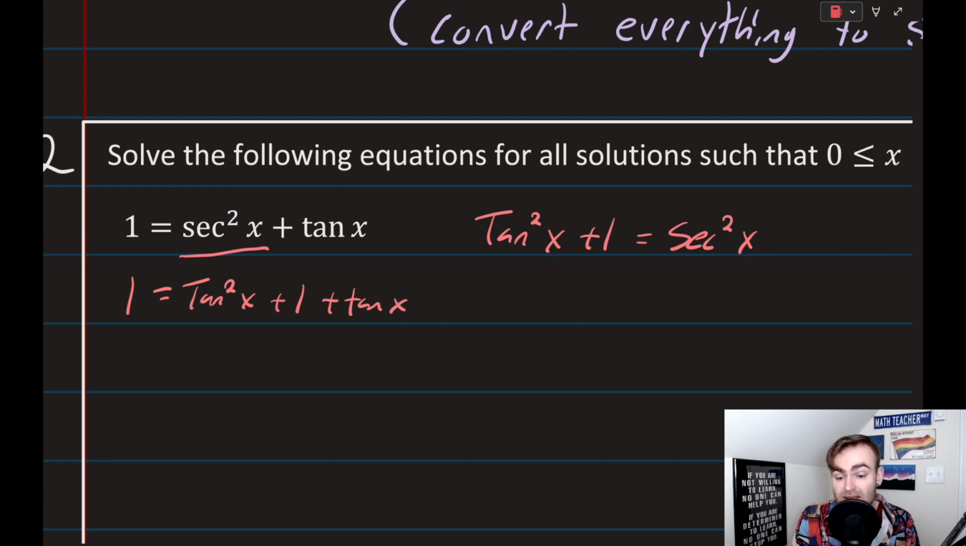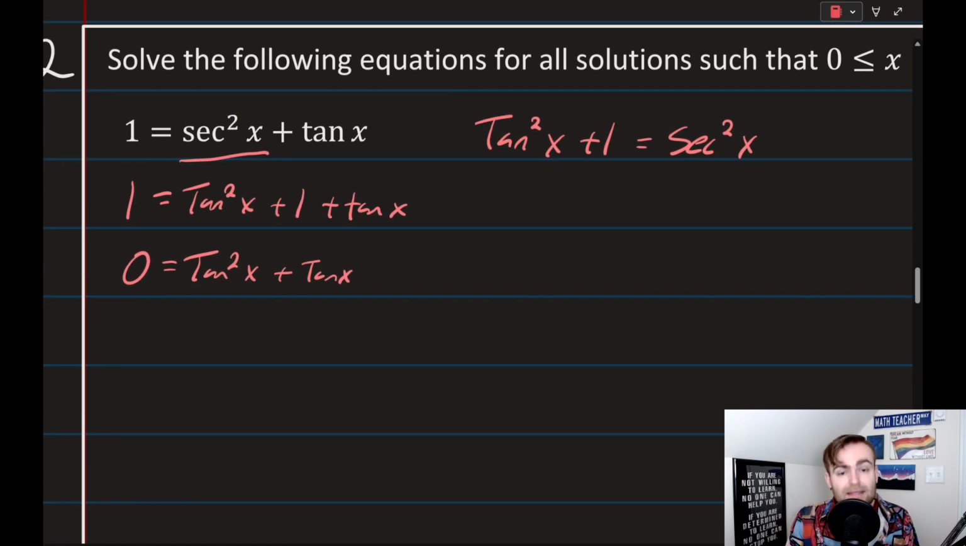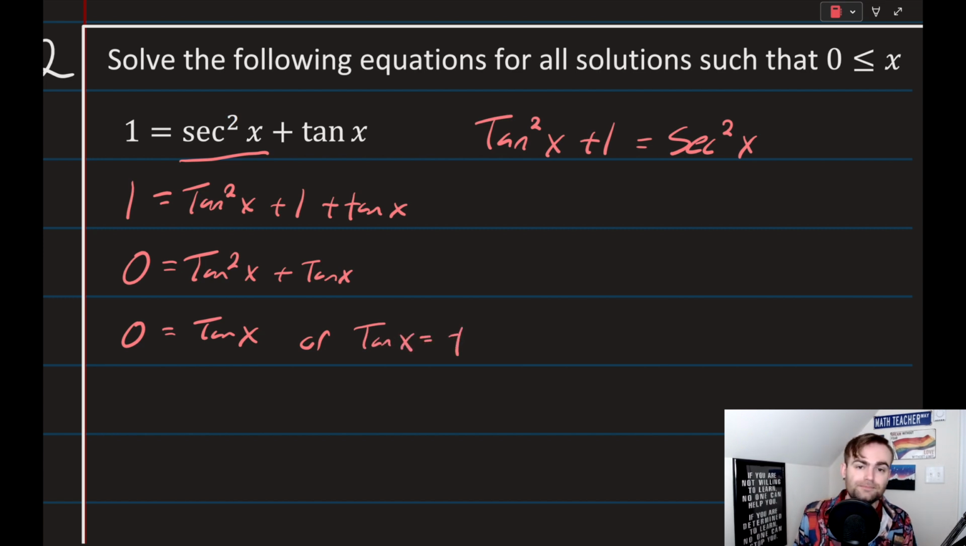We can subtract 1 from both sides, and we get 0 is equal to tangent squared x plus tangent. We can factor out a tangent, and then we can get something to work with, right? So we get 0 is equal to tangent of x, or when I factored it out, I would have had tangent plus 1, subtract 1, or tangent of x is equal to negative 1. I can solve those. I can do that. Where's tangent 0? Well, tangent is 0, 1, undefined, negative 1, 0.